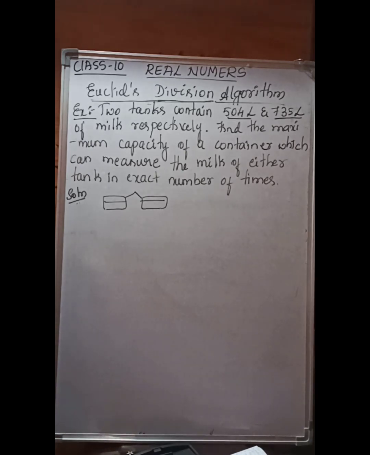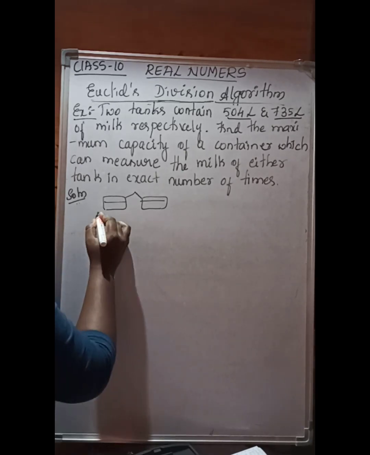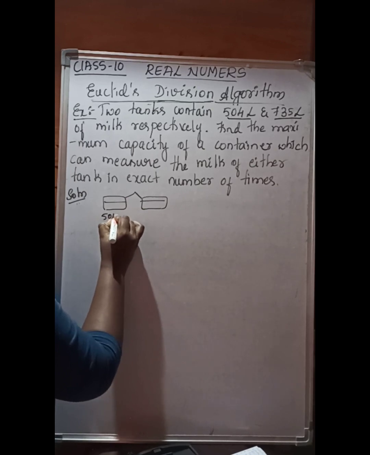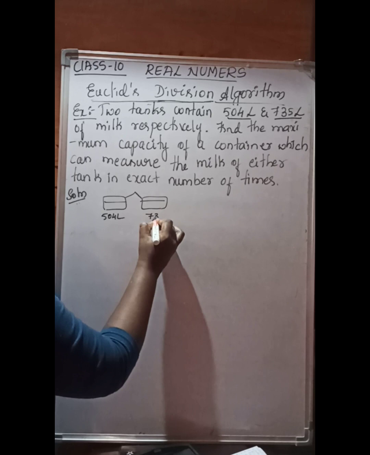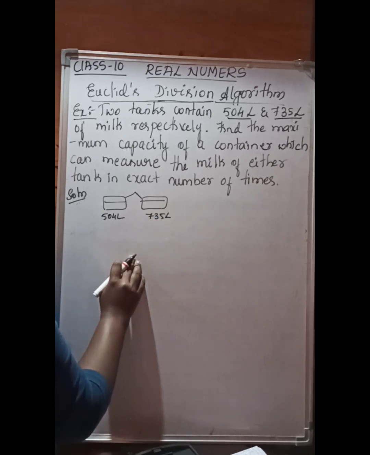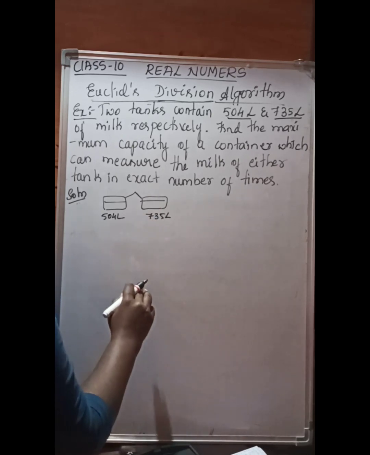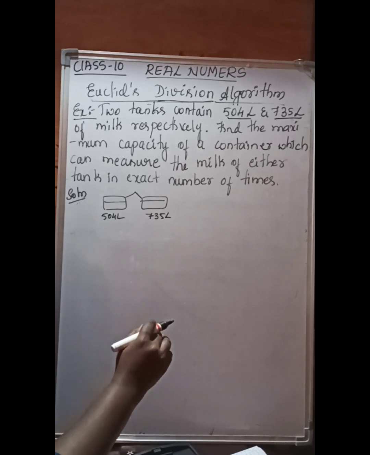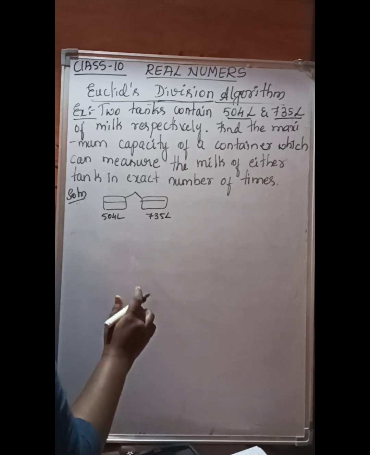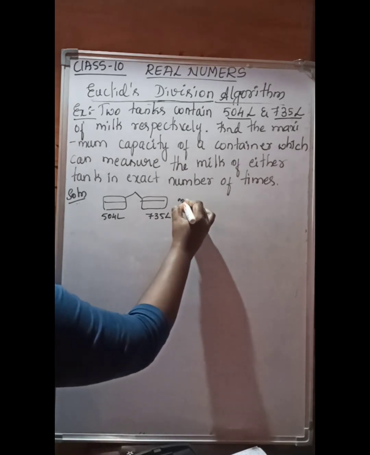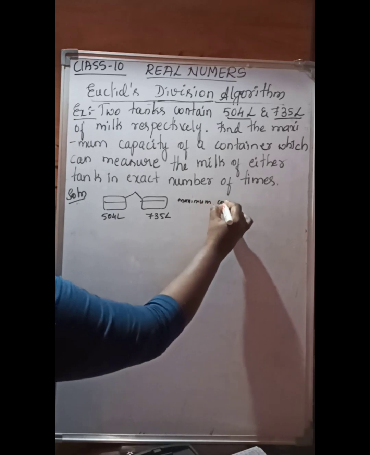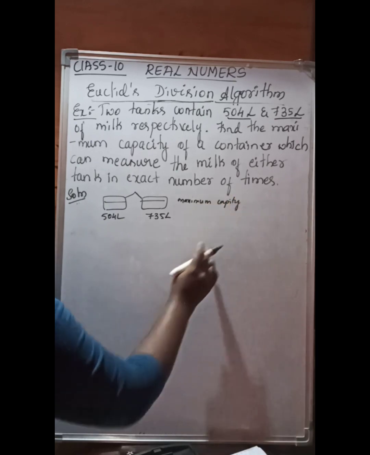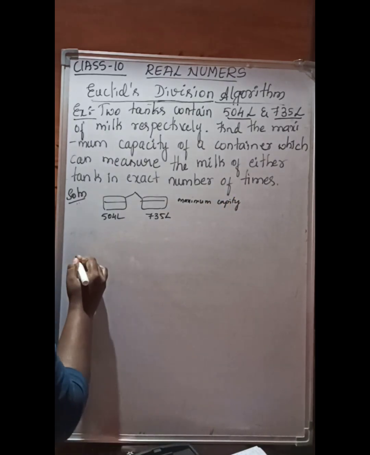Clear? So this tank contains 504 liters and this one contains 735 liters of milk. Find the maximum capacity of a container which can measure the milk of either tank an exact number of times. So the maximum capacity you have to find out, even if you measure in both you should get the same. How to find out the maximum capacity? Find the HCF of these.